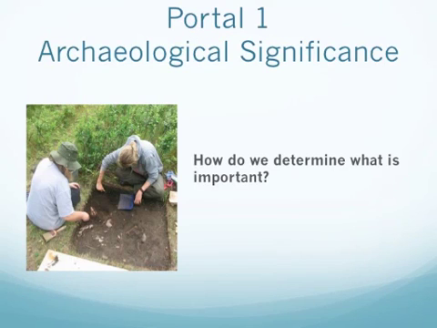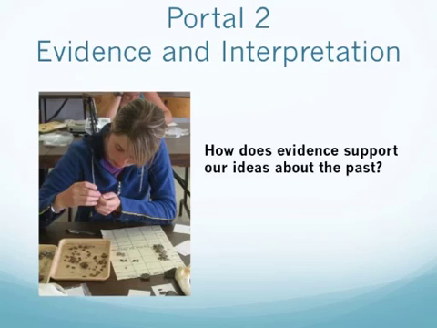The first portal deals with significance, archaeological significance. It determines the importance of the archaeological find. This requires identifying and assessing its importance to individuals and to society. Portal 2 deals with evidence and interpretation. It focuses on what information can be used as evidence to support ideas about past peoples. Students must learn to scrutinize information used as evidence and to think carefully about the meaning we attribute to it.